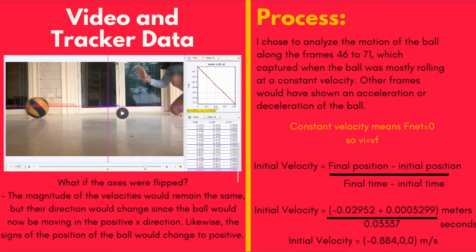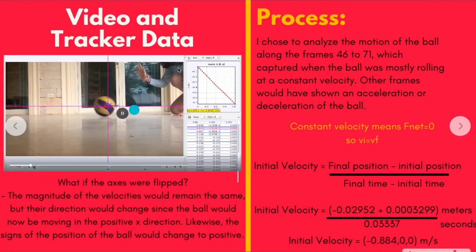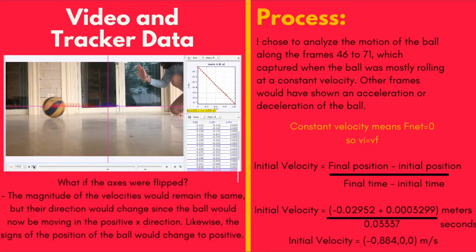Now let's discuss the first part of this lab, which was to track the motion of the object using the software Tracker. I chose to analyze the motion of the ball along the frames 46 through 71. These frames captured when the ball was mostly rolling at a constant velocity. If I had chosen to analyze frames that were earlier on in the object's motion or at the end of the video, those frames would have captured an acceleration or deceleration of the ball.